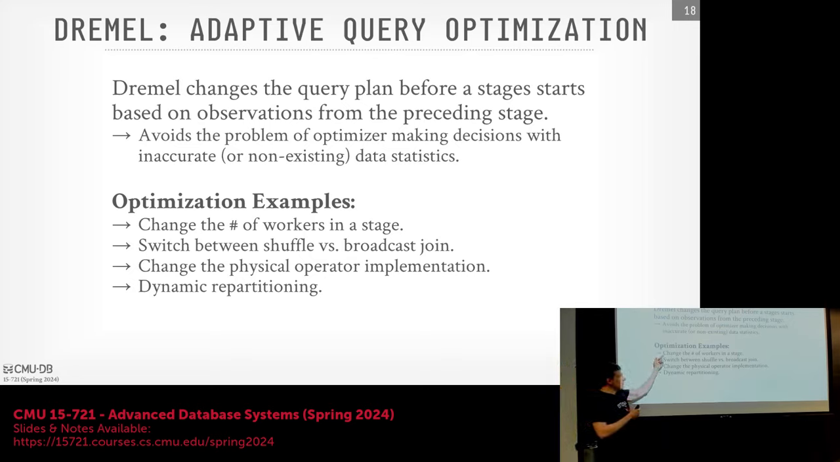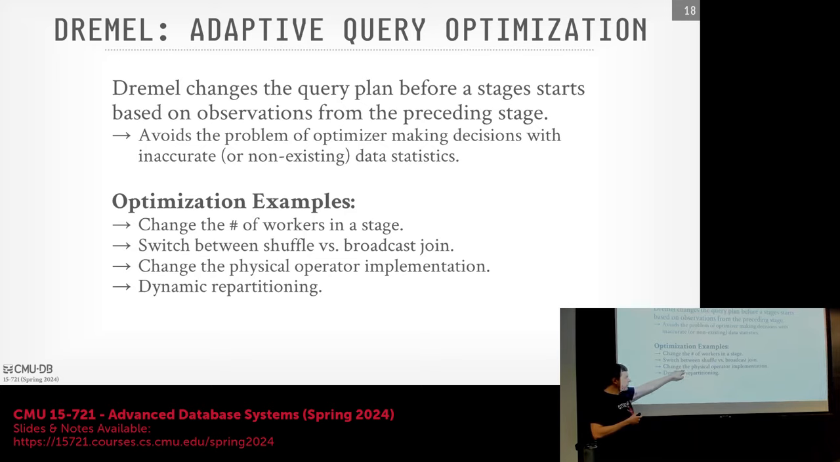Obviously, we've already seen how to change the number of workers in a stage. If I recognize that the data showing up is much larger or smaller than I anticipated, because maybe there's a very selective filter that I didn't anticipate was going to throw away most of the data, then I can scale down the number of workers at the next stage. You can also decide whether you want to do a shuffle or a broadcast join based on the data that shows up in the shuffle phase. We'll see that in a second.